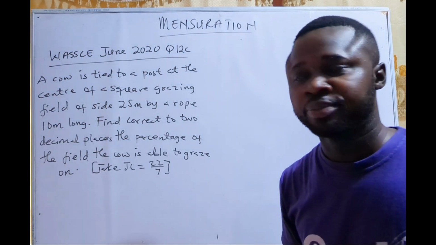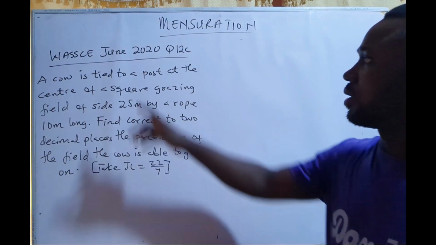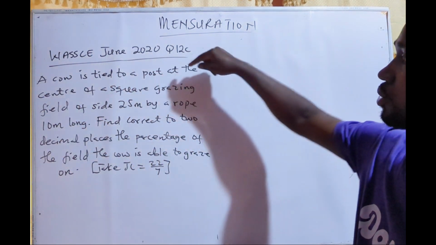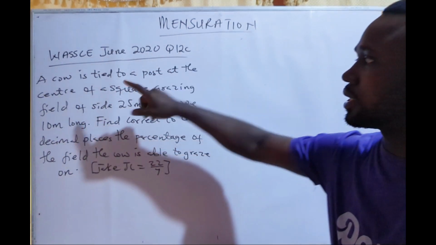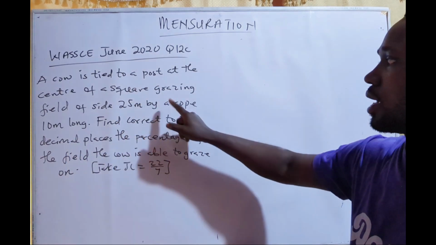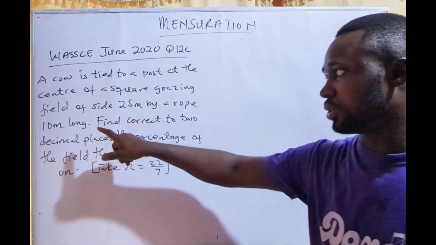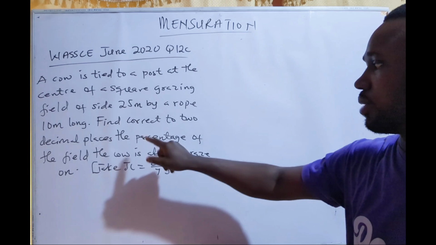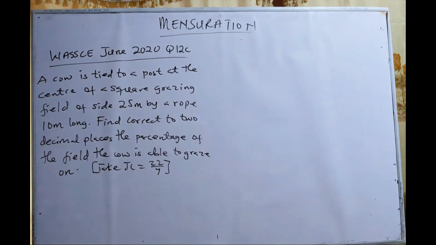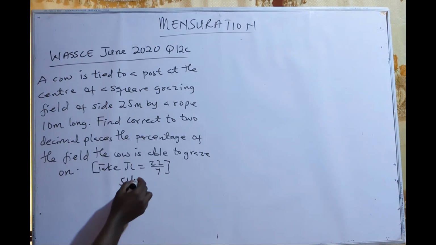Hello, let's see this question. WASSCE June 2020, question 12c. A cow is tied to a post at the center of a square grazing field outside 25 meters by a rope 10 meters long. Find, correct to decimal places, the percentage of the field the cow is able to graze on. This question is very practical and very interesting.